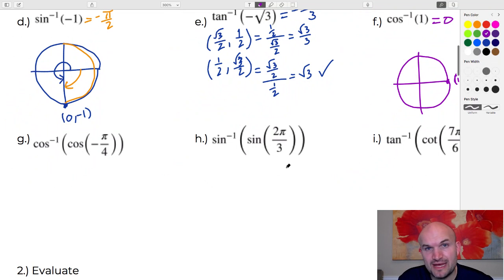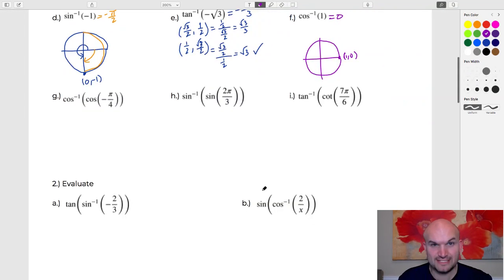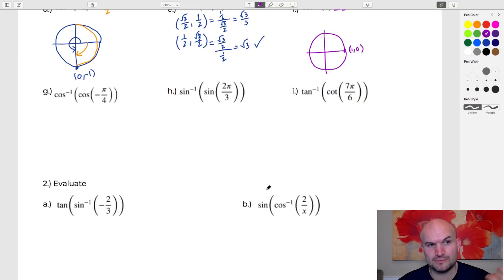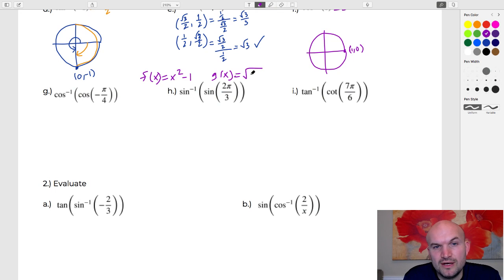So the next one now is we have composition. And these kind of look a little bit crazier than what we've previously worked on. They look a lot more difficult, but really they're not any more difficult than anything else that we've really just did. So just remember, if you have a function like f of x equals, I don't know, x squared minus 1, and you have another function, g of x equals the square root of x. Well, if I was to do g of f of x, basically what we're doing is we're just plugging one function into the other. So therefore, that would equal the square root of x squared minus 1.